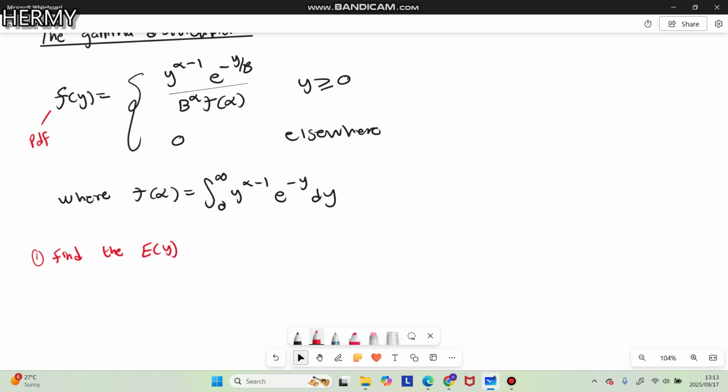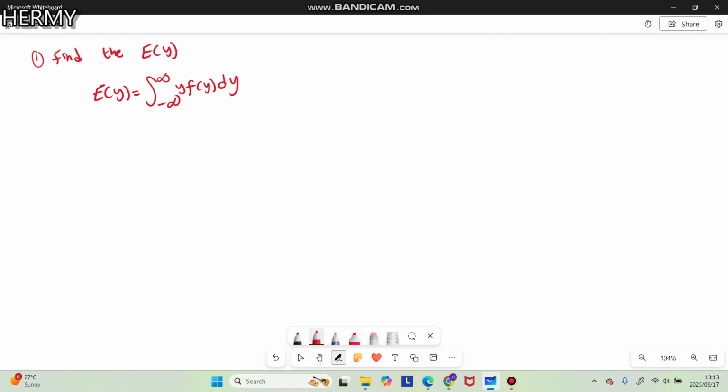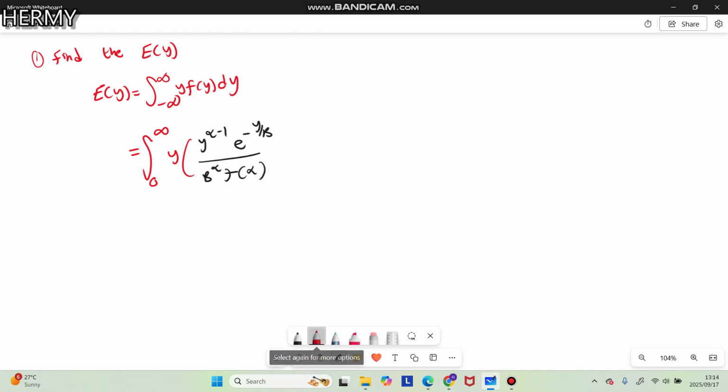Number one, find the expected value. There's a formula that says when you're looking for the expected value of y, you integrate from negative infinity to infinity of y times the density function dy. So we are just going to insert everything here. Remember, the integral of a gamma density is from 0 to infinity of y, times y to the power alpha minus 1, e to the power negative y over beta, over beta to the alpha, gamma of alpha, dy.